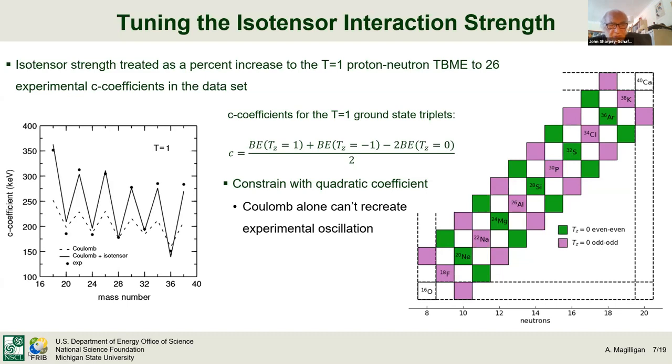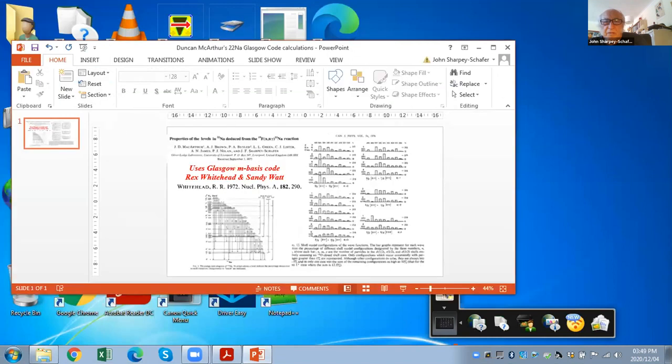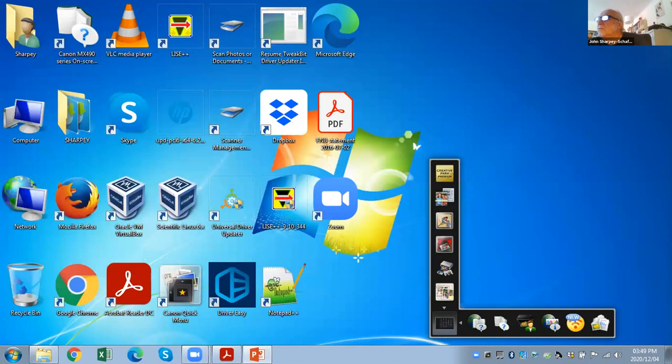And if I can produce it, I have a slide of that. But what can I do? Share the screen. Let me stop sharing mine then. There you are. Sorry about that. No, you're good. Let's have another go. This one. Can you see this? Yes. I have a thing saying it uses the Glasgow basis code, Rex Whitehead and Sandy Watt. But hang on a moment. Right, there. Does that work?